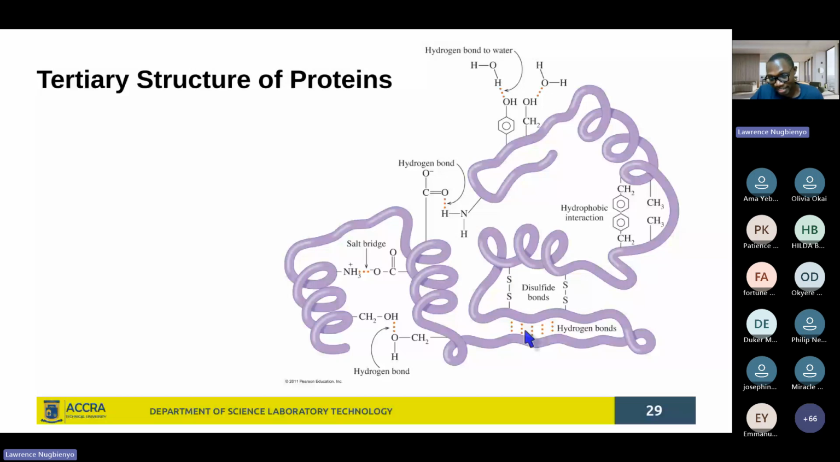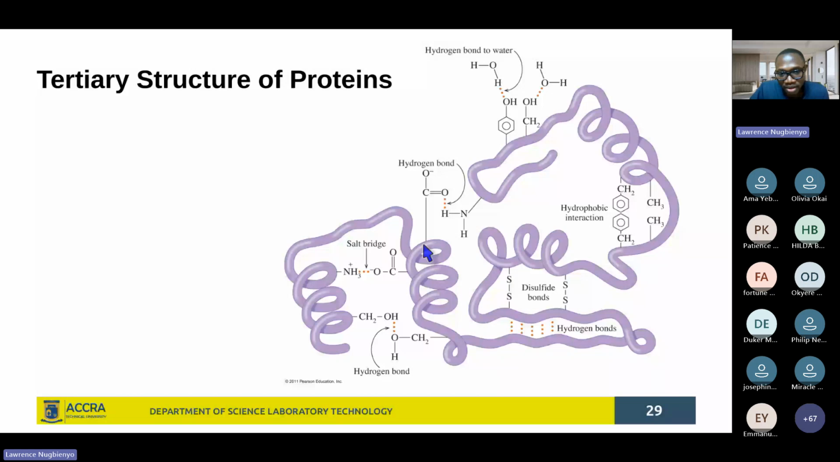So we are seeing alpha helix, beta sheets, so secondary structures. And the alpha helix, we have even seen about 4 of them over here, and we are seeing one of the beta sheets. So you have secondary structures coming together to give you a tertiary structure. Now, what are the bonds that are involved in the tertiary structure of proteins?